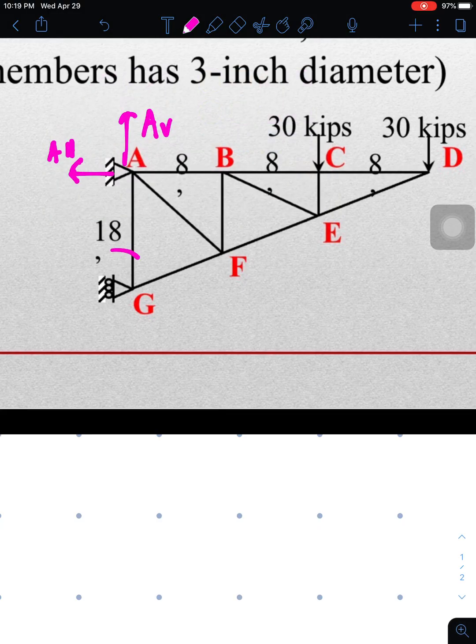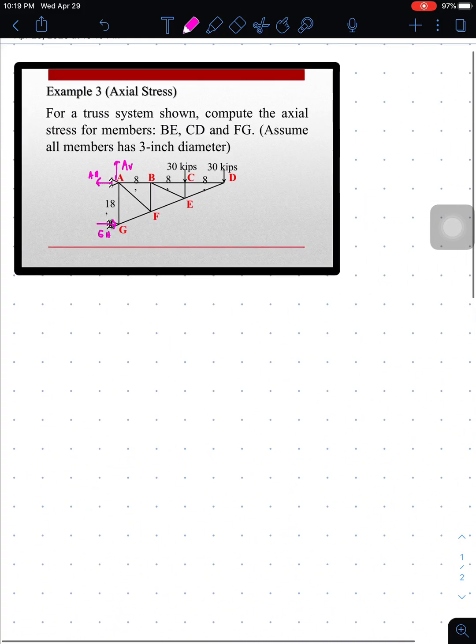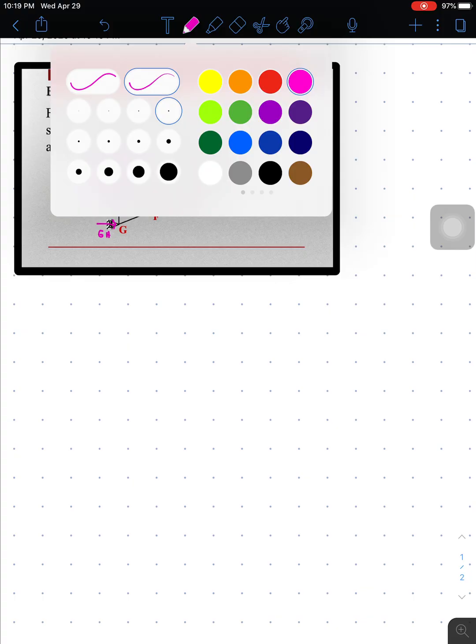Then for G, as you observe, it is a roller. So what are we going to do for a roller? Substitute that with a horizontal, and I'm going to have a direction opposite to this. So that's GH. So we have the naming of the reactions. What we are going to do first is solve the reactions.